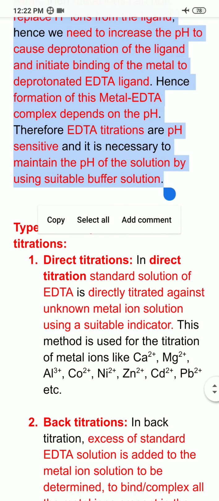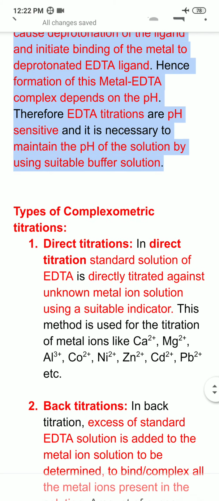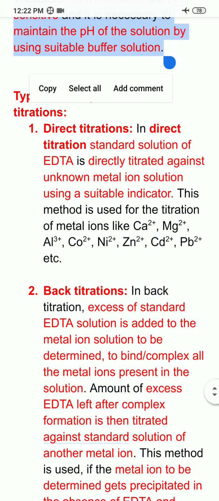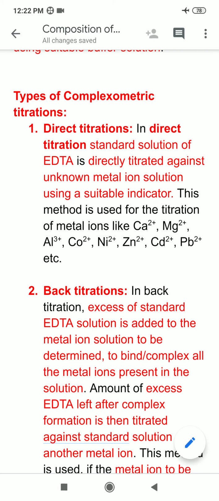Next I am coming to types of complexometric titrations. So there are 4 types of complexometric titrations. These are direct titrations, back titrations, replacement titrations, and indirect titrations. Indirect titrations are also known as alkalimetric titrations. So we will study them one by one.